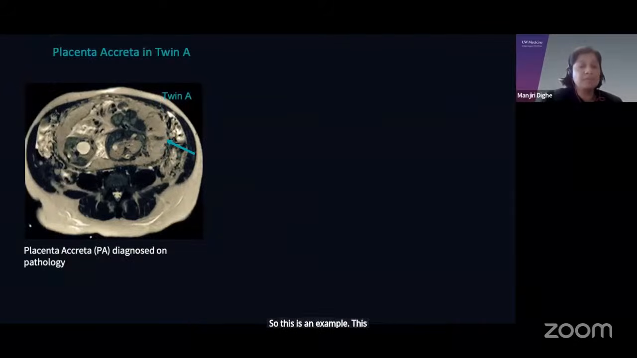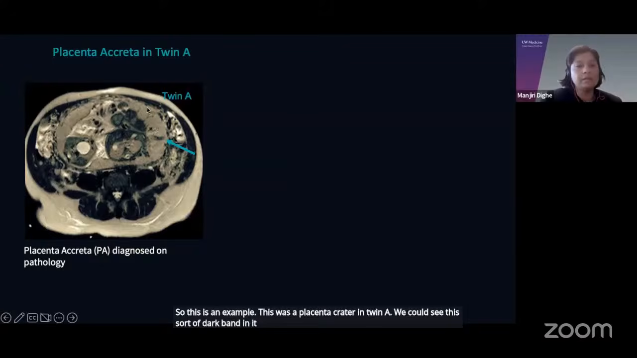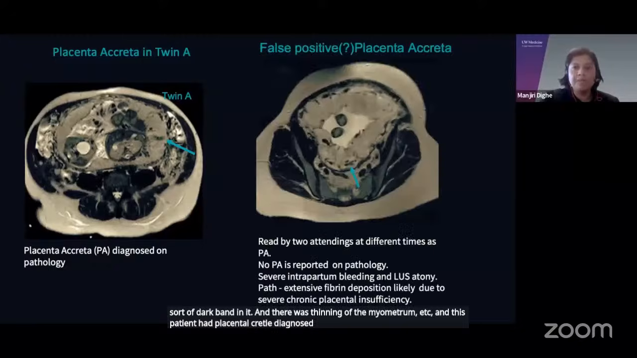So this is an example. This was a placenta creta in twin A. We could see this sort of dark band in it. And there was thinning of the myometrium, etc. And this patient had placenta creta diagnosed on pathology.